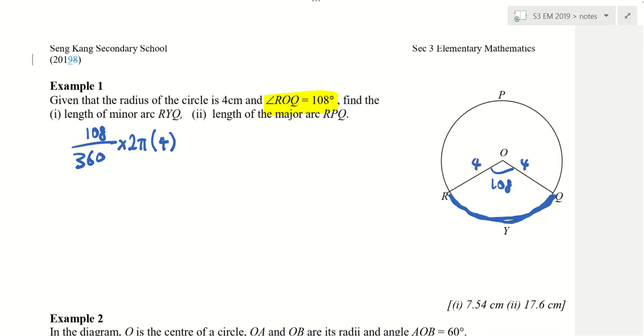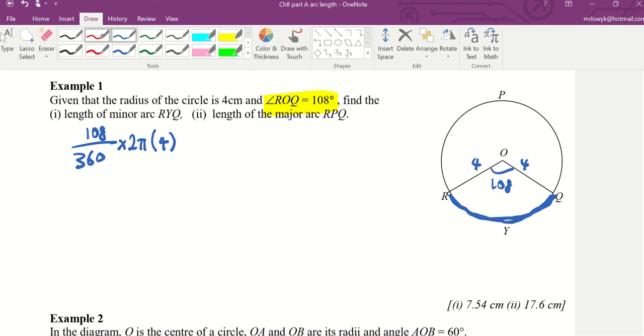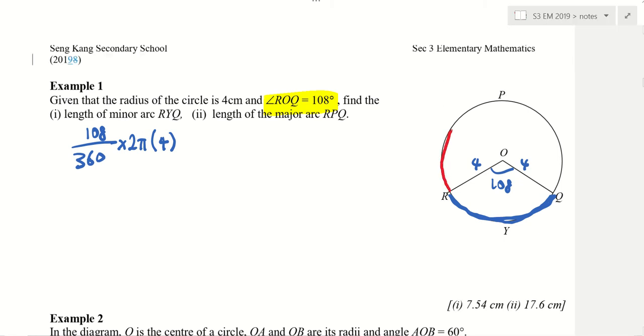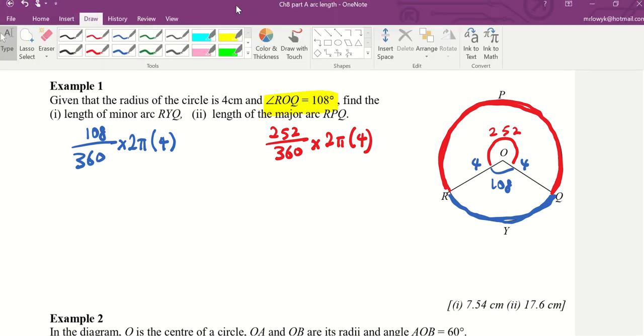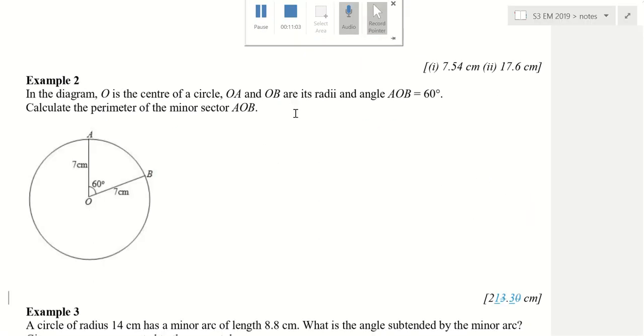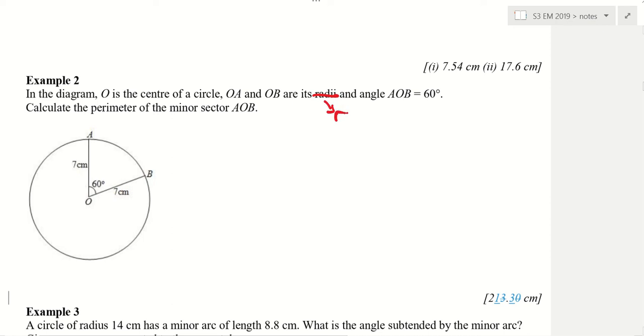Now I use another color to show you the drama effect. If I want to find the major arc, there are two ways to do it. One way is I use the circumference minus the blue length. Another way is to calculate the angle. 360 minus 108 will be 252. So I can also say the major arc is 252 divided by 360 times 2 pi times 4. So I want you to see the effect of the angle. Don't care about this word. This word means radius.